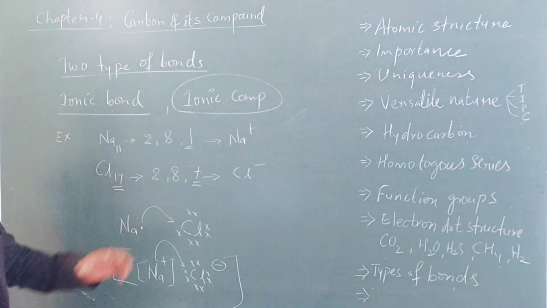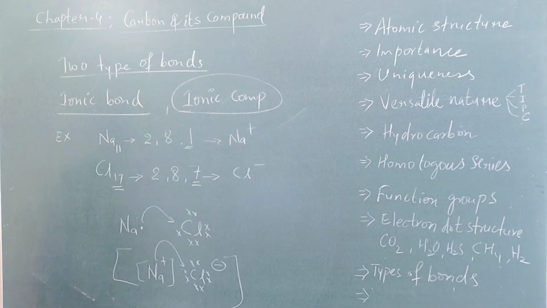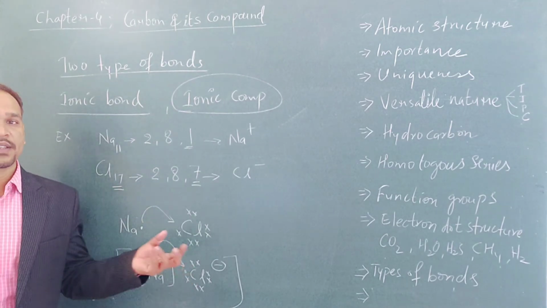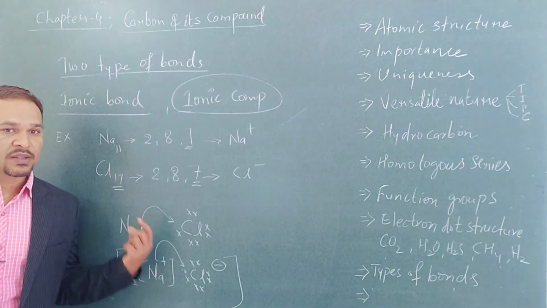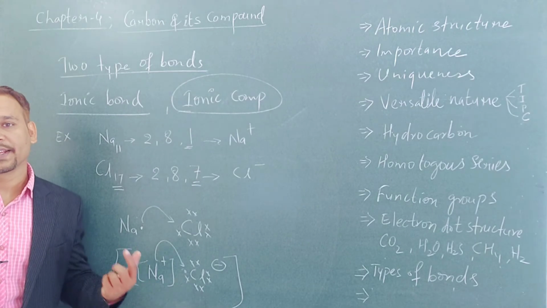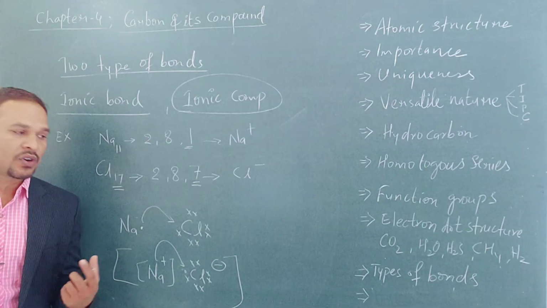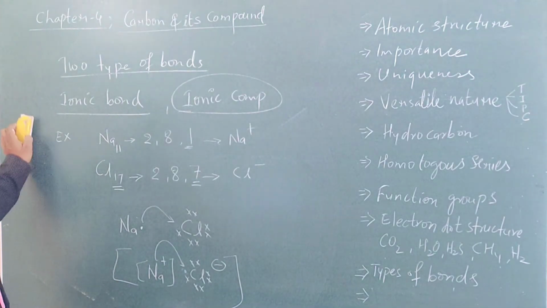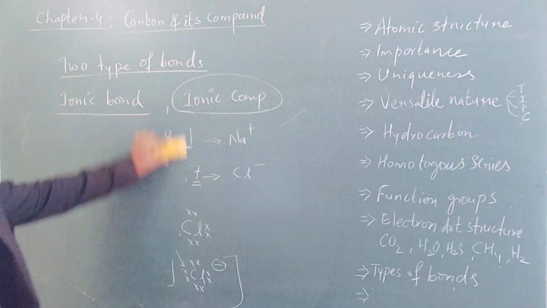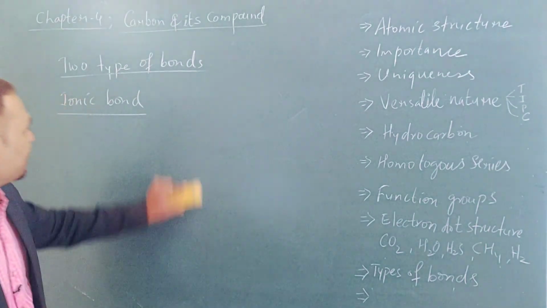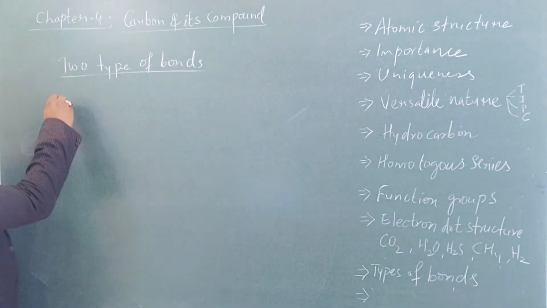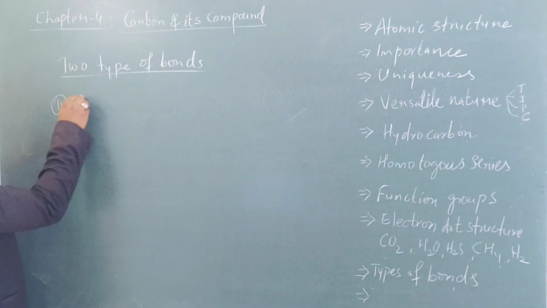How does an ionic compound form? An ionic compound forms when one atom gives the electron and another takes the electron. In that process, the bond between them is called an ionic bond, which will be a very strong one. Okay, so next let's go for the next bond, that is covalent bond. The next is covalent bond.